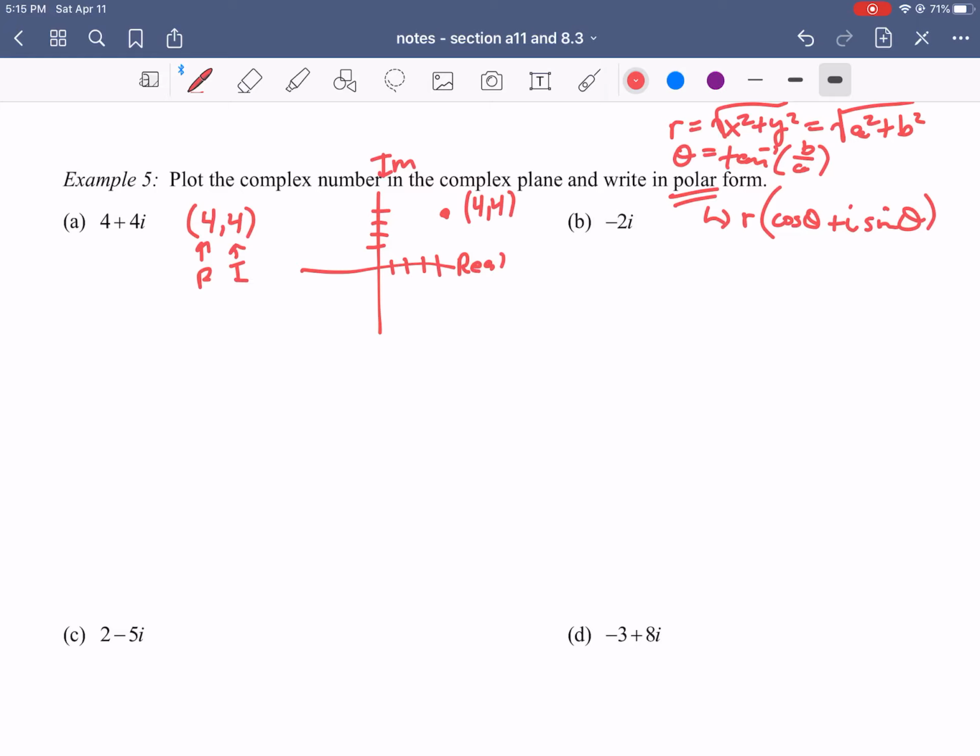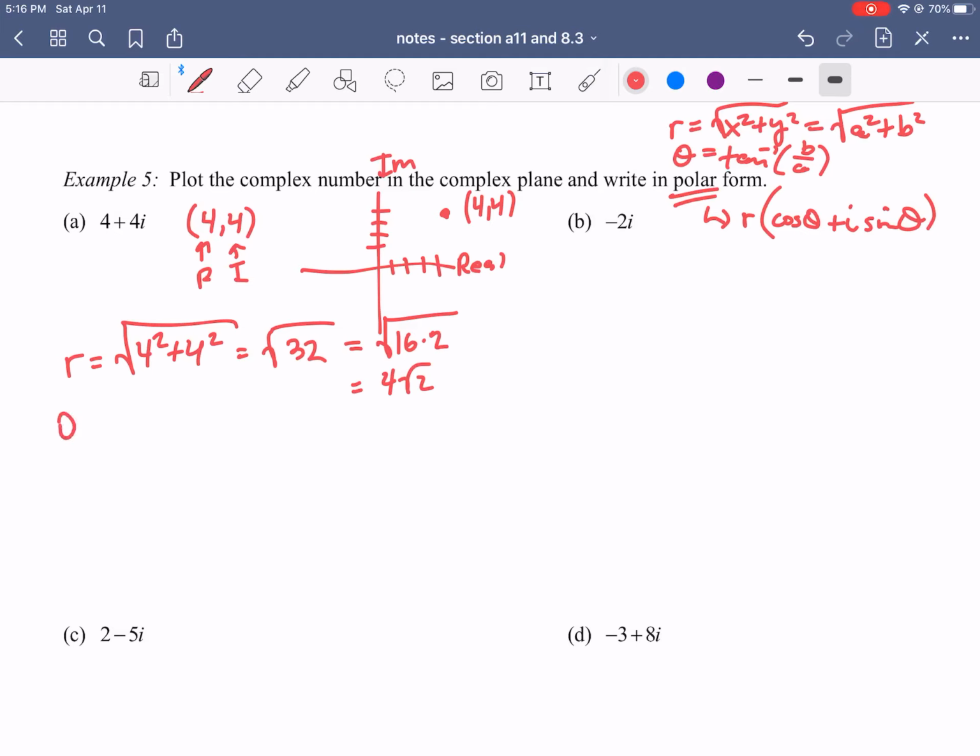Okay, so how do we get that into polar form? Well, the first thing we've got to do is figure out what the radius is. The radius is going to equal the square root of a squared plus b squared, which is the square root of 16 plus 16, which is 32. We want to simplify that, which means we need to find the biggest perfect square that will go into 32, which is 16, since 16 times 2 is 32. And so that's going to equal 4 square roots of 2.